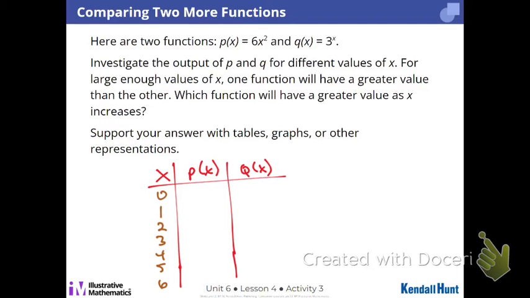So when I put in 0, what's 0 squared? 0. Times 6? 0. When I put in 1, 1 squared is? 1. Times 6? 6. I put in 2. 2 squared is? 4. Times 6? Anybody get 144 there? It's all right if you did. I know some people have all day. Someone got 144?